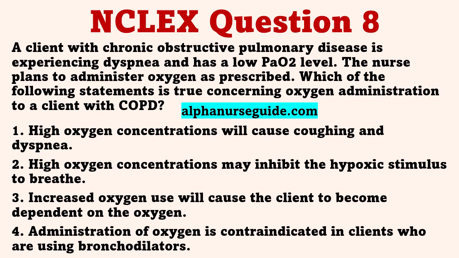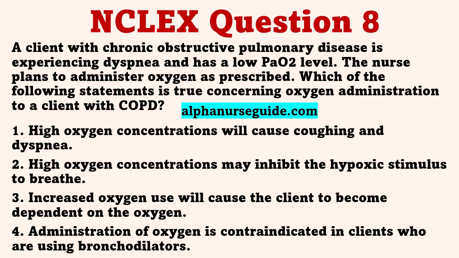A client with chronic obstructive pulmonary disease is experiencing dyspnea and has a low PaO2 level. The nurse plans to administer oxygen as prescribed. Which of the following statements is true concerning oxygen administration to a client with COPD? 1. High oxygen concentrations will cause coughing and dyspnea. 2. High oxygen concentrations may inhibit the hypoxic stimulus to breathe. 3. Increased oxygen use will cause the client to become dependent on the oxygen. 4. Administration of oxygen is contraindicated in clients who are using bronchodilators.